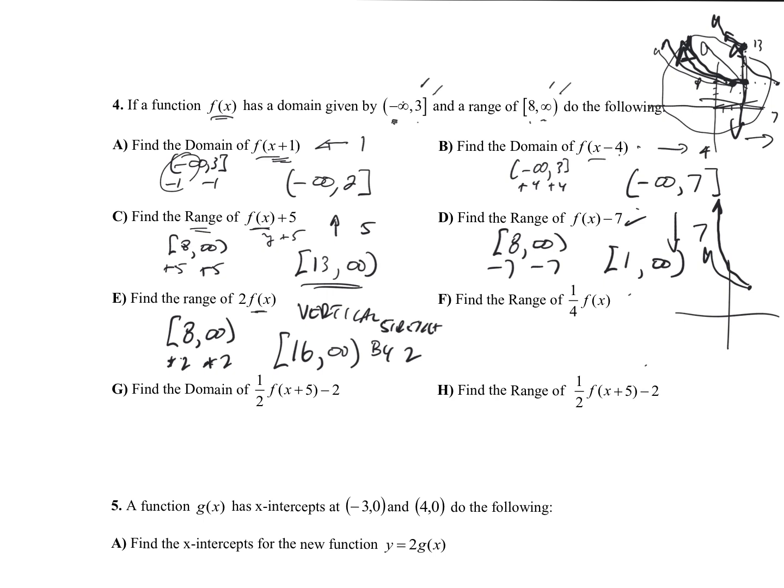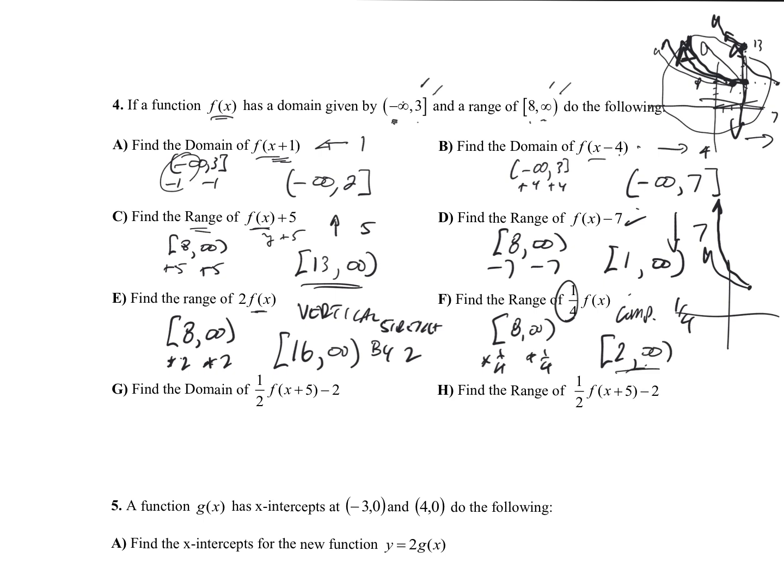And then last but not least, here we're multiplying our y values by 4. This is what I call a compression by 1/4. So I'm basically going to take all my y values, 8 to infinity, and I'm going to multiply by 1/4. All right, so 8 times 1/4 would give us 2, and infinity times 1/4 would still be infinity.